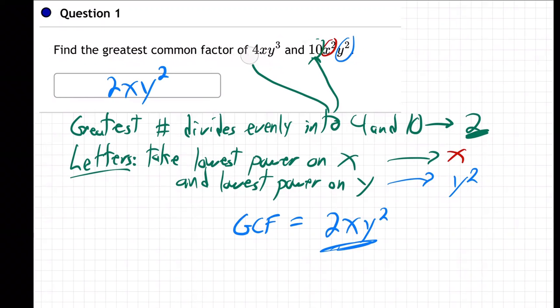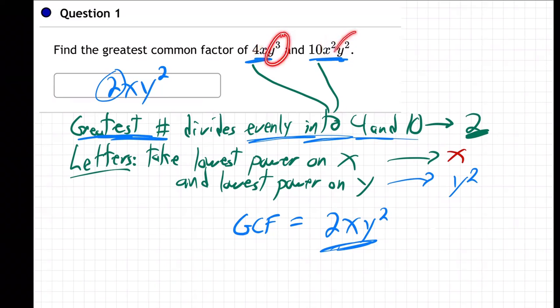What do I mean? The most that can go into 4 and 10 is 2. That's the biggest number. You might think, what else can go in? 1 can go into any number, right? So 1 goes into 4 and 10 evenly, but 2 is the greatest number that divides evenly into 4 and 10. And then you think, okay, but you took the greatest here, while with X you took the lower. Well, it's the greatest amount they have in common.